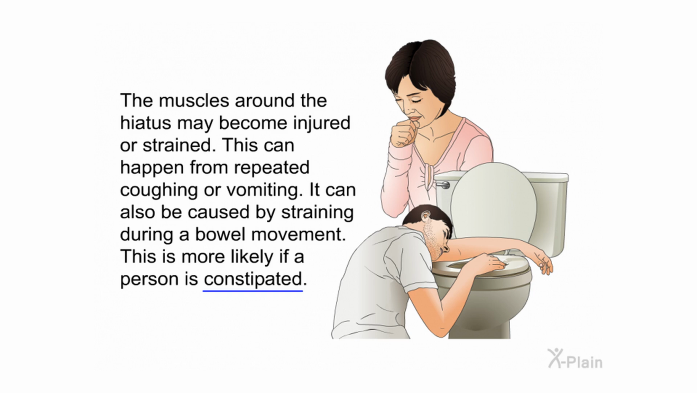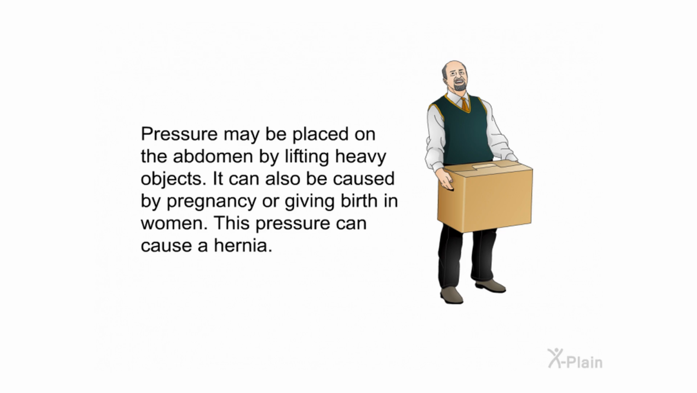The muscles around the hiatus may become injured or strained. This can happen from repeated coughing or vomiting. It can also be caused by straining during a bowel movement. This is more likely if a person is constipated. Pressure may be placed on the abdomen by lifting heavy objects. It can also be caused by pregnancy or giving birth in women. This pressure can cause a hernia.